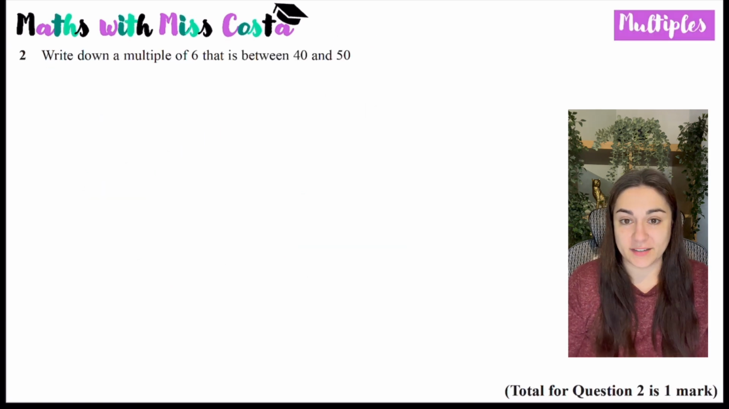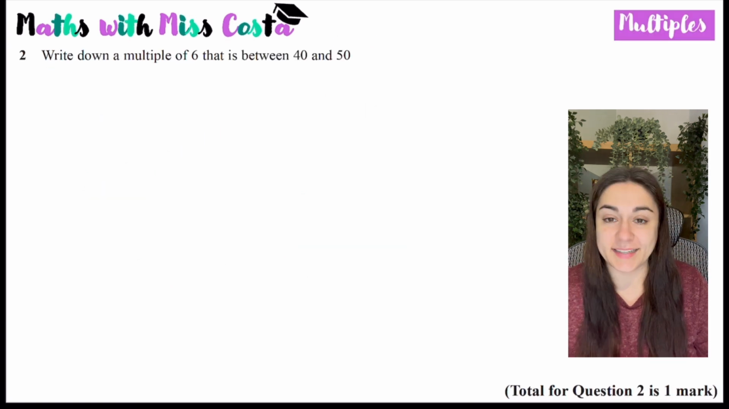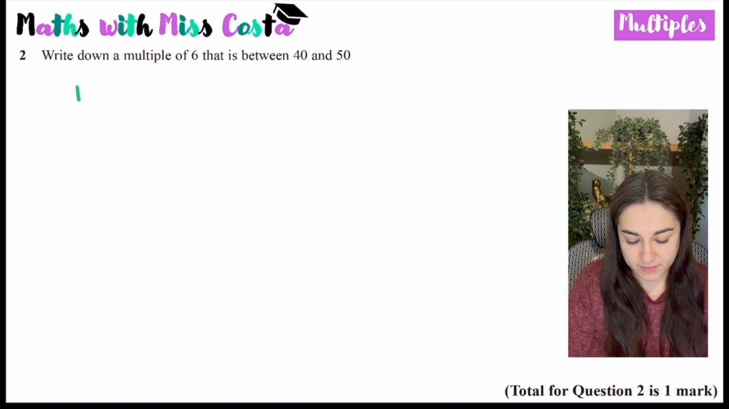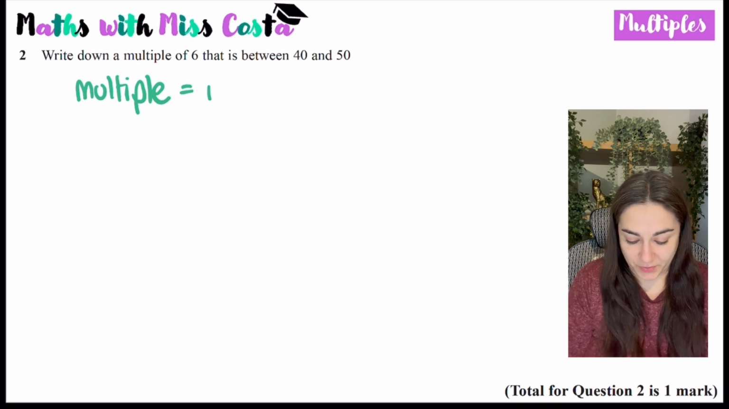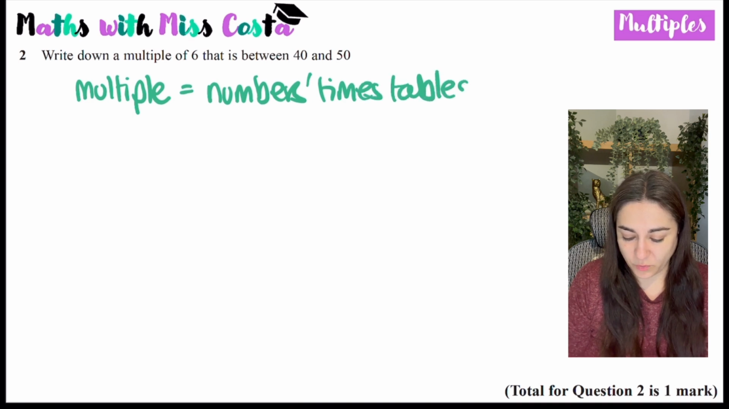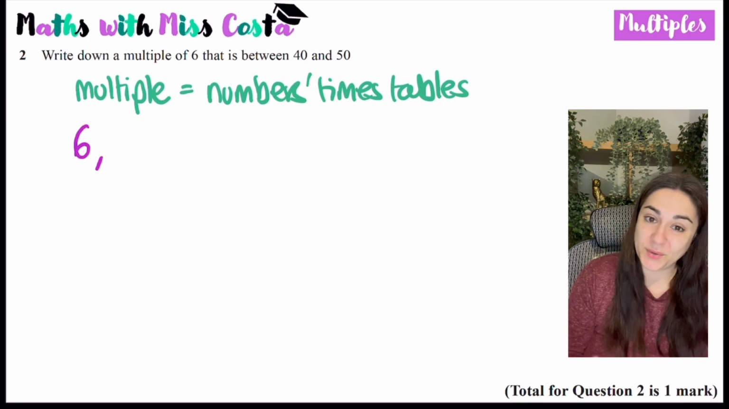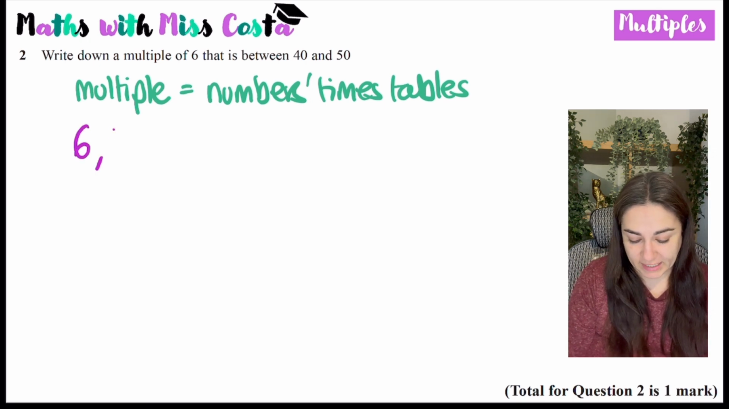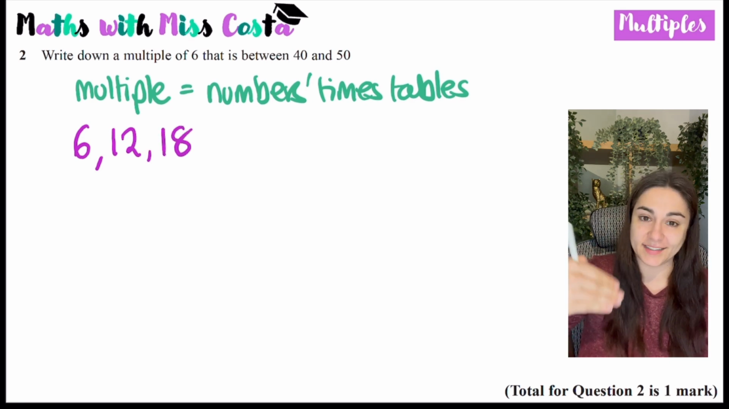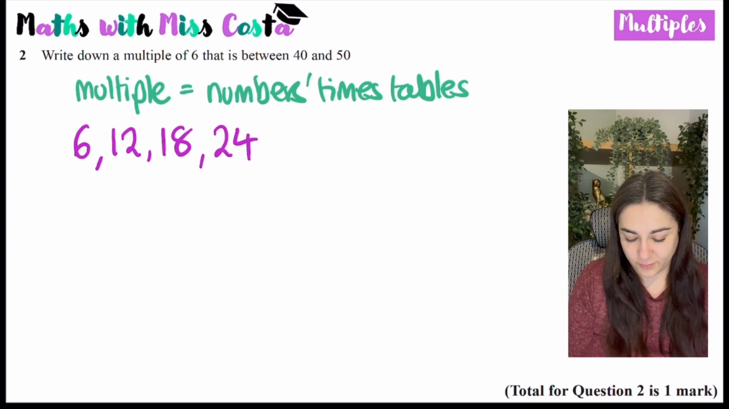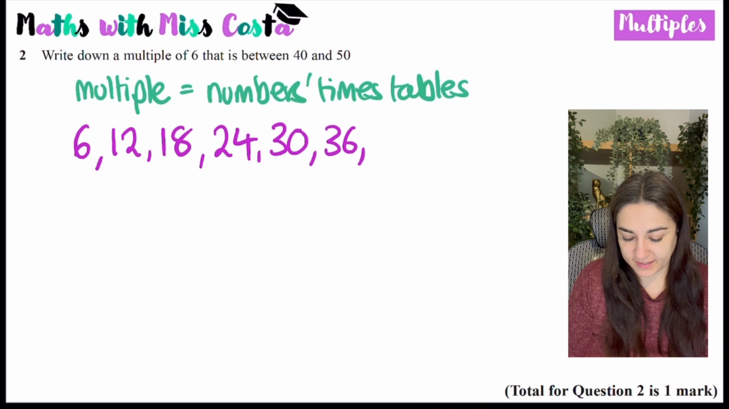For the next question, we're being asked to write down a multiple of 6 that is between 40 and 50. Now a multiple is literally any number that is in the number's times tables. So the multiples of 6 would be the 6 times tables. So what you can do is just write out the 6 times tables. It's a calculator paper, so you can even just use a calculator to do that. So you've got 6, 12, 18, and the way to find the 6 times tables is you just add 6 each time. So 6, 12, 18, 24, 30, 36, 42, 48, and then 54.